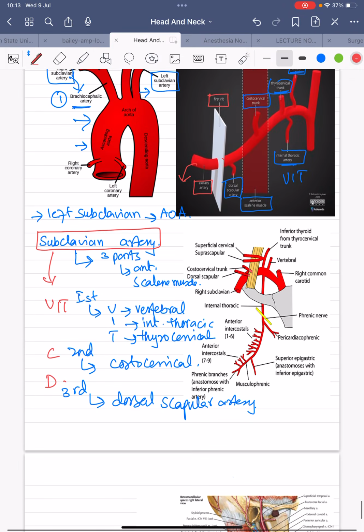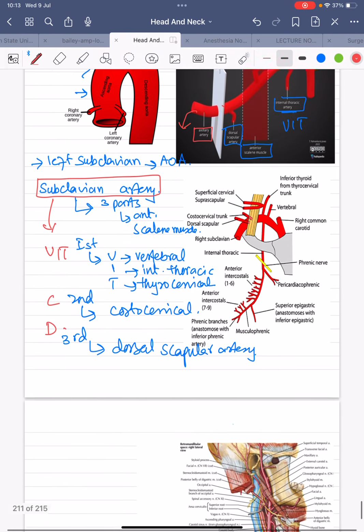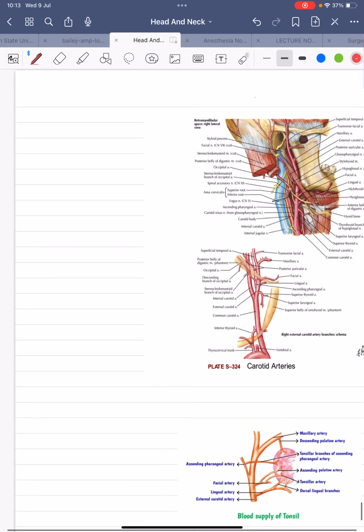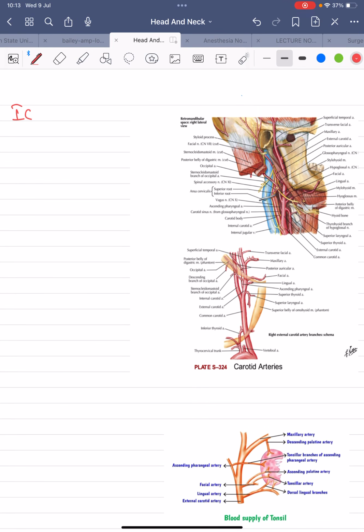Now coming to the external carotid artery. Please remember, the internal carotid artery gives blood supply directly to your brain. It does not give any major branches in the neck region. The external carotid artery gives branches in the head and neck region. So what are the branches which it gives in the head and neck region?